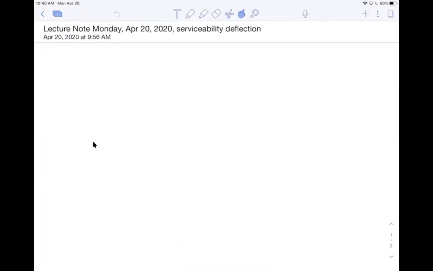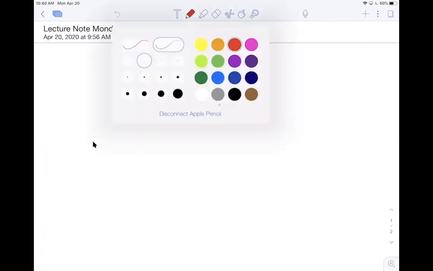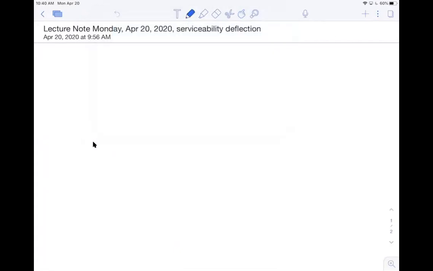I'm running out of time, so I'm just going to start this real quick and give you a little flavor of what it is. Now think of this. I have a beam, simply supported condition, with a distributed load on top, and say this is omega.